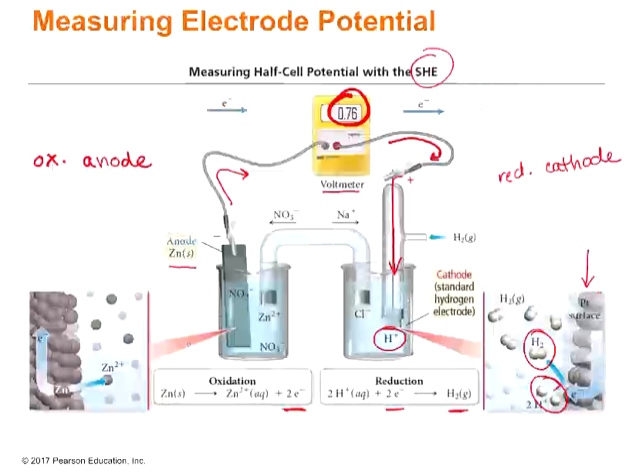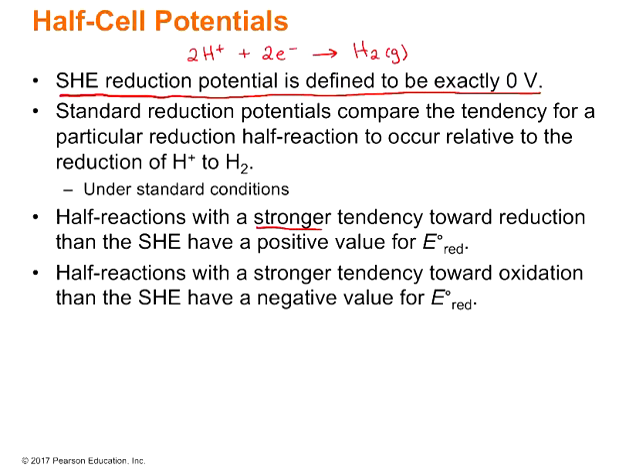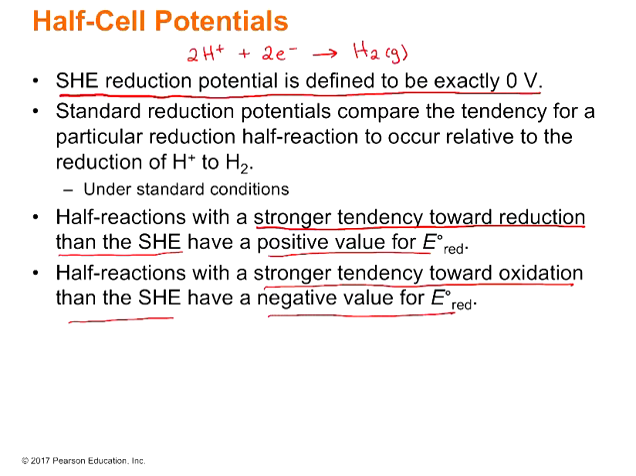Okay, so let's go back. Half reactions with a stronger tendency toward reduction than the standard hydrogen electrode have a positive value, and half reactions with a stronger tendency toward oxidation than the standard hydrogen electrode have a negative value. And of course, during quizzes and exams, you can consult that table. I'll try to include it somewhere so that you can easily access it, and hopefully it will be less blurry.